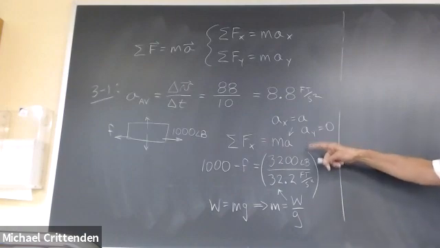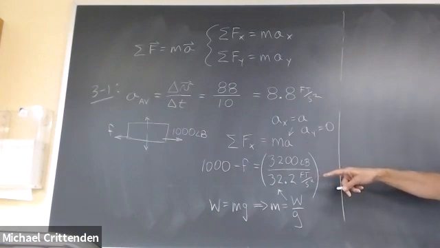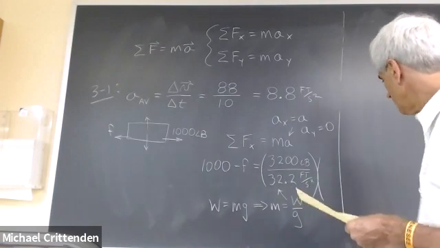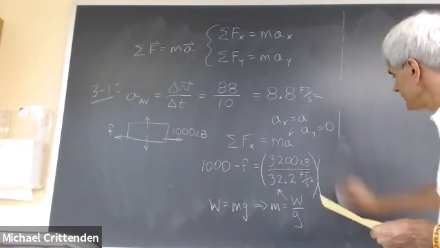So m equals that divided by that, which is 99.4 slugs. More space to write.